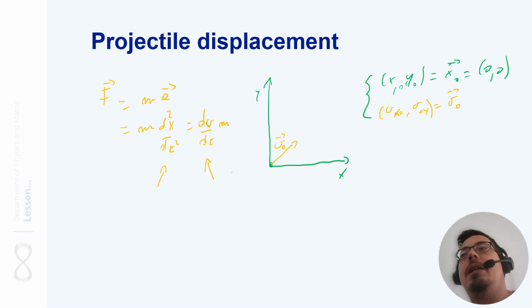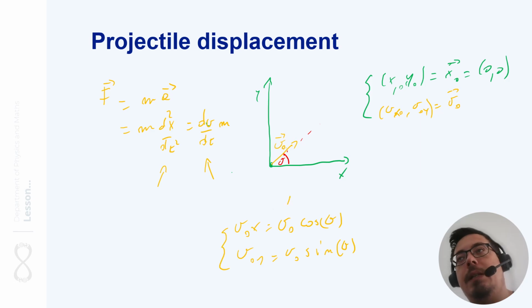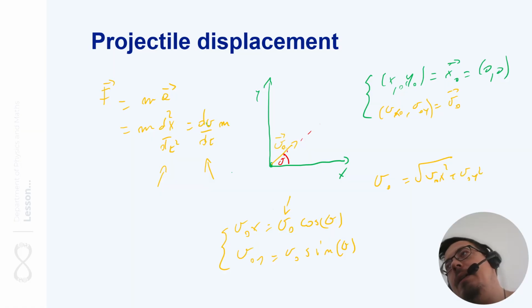The other thing that we gain by moving the frame of reference is that we can define the angle theta, which is the pitching angle of our trajectory, and therefore we have that v0x will be v0 cosine theta, and v0y will be v0 sine theta. Now, what is v0? In this equation here, v0 is just the modulus, the square root of v0x squared plus v0y squared. It's the modulus of our vector.